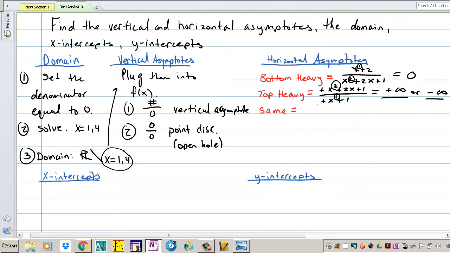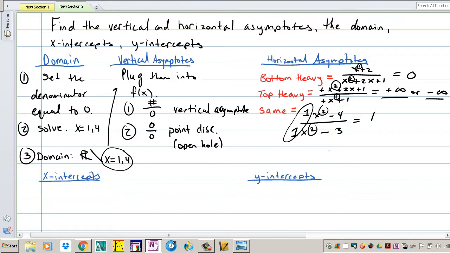And then there's one called the same degree. So I'm going to have to make this one up. Let's say you're given a function like x squared minus 4 all over x squared minus 3. To find the horizontal asymptote for this one, notice that the degrees are the same, 2 and 2. So we get the numbers in front of the x's and we divide them. So my horizontal asymptote here is 1.